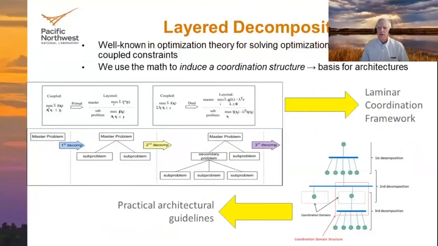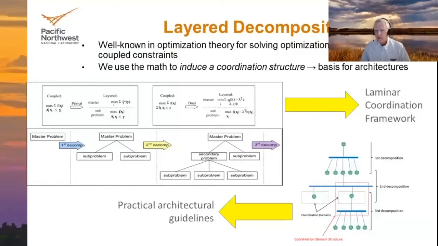As we look at that need for coordination and the roles and responsibilities, one of the things we did in the grid architecture work, and there's a lot of other work coming out of that project that's also relevant, was to take a look in particular at the mathematics of distributed optimization. The mathematics of distributed optimization basically breaks problems down into master problem, sub-problem, sub-sub-problem, and so forth. And it gives us a naturally layered structure that we chose to label the Laminar coordination framework.